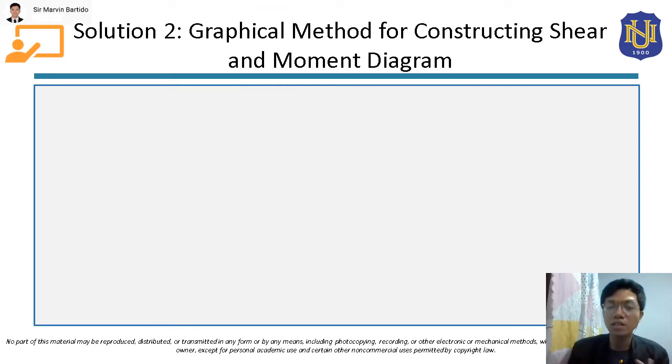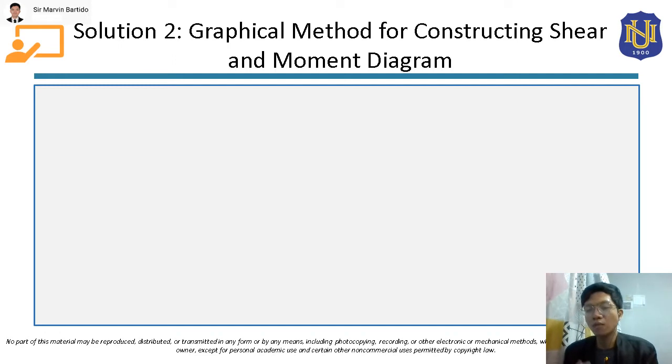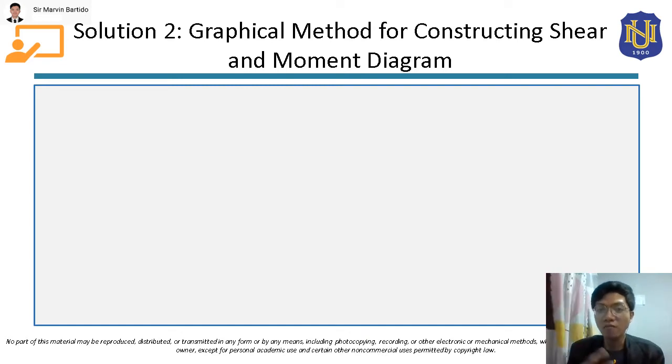So previously in our discussion, we discussed the first solution in constructing shear and moment diagram, and that is by using shear and moment equations. But now class, we are now going to discuss our second solution, which is the graphical method. So graphical method class, this is also called area method. So this is our second solution for constructing shear and moment diagram.